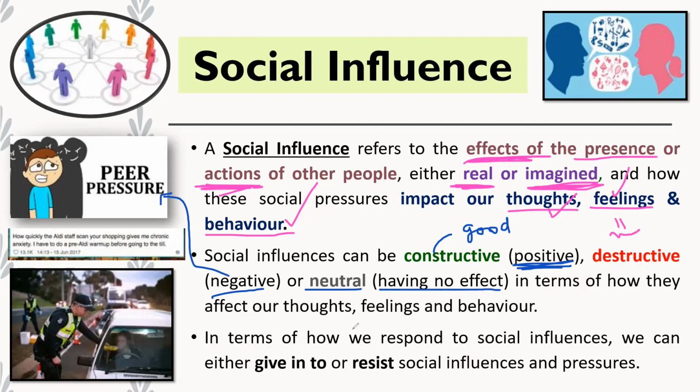Okay. Now, in terms of how we respond to social influences, remember, social influence is just about power. The amount of social influence you have over someone is about the amount of power you have over someone. Just like in school, sometimes you've got really strict teachers, and sometimes you've got teachers who are a little bit more laid back. Just like in any workplace, you've got managers who are really laid back, managers who are really strict.